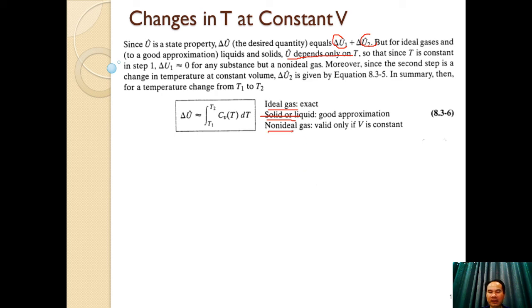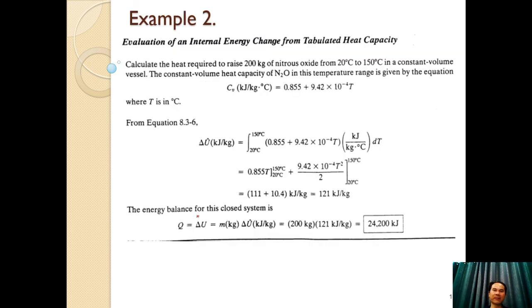Non-ideal gas is equal to this only when V is constant. We can use this equation for ideal gas, solid, liquid, and ideal gas at constant V. For example, calculate the heat required to raise 200 kg of nitrous oxide from 20 degrees Celsius to 150 degrees Celsius at constant volume.